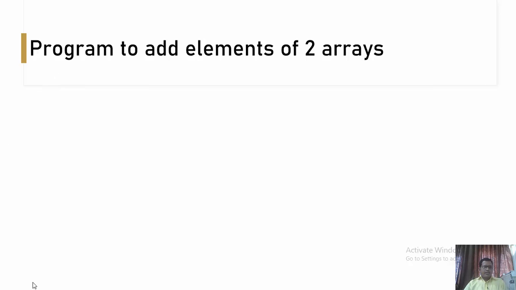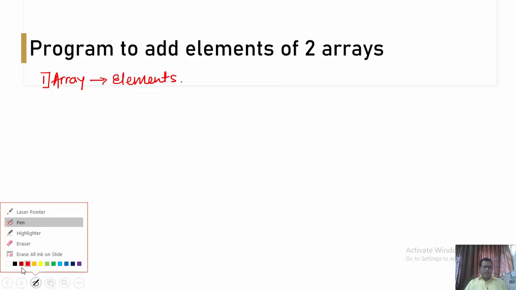Now, let us discuss this program statement. What is that? Program to add elements of two arrays. So previously we have seen one example in which we took one array, and whatever the array elements are there, we added them together. Now what we have to do? Right now we are there with two different arrays.